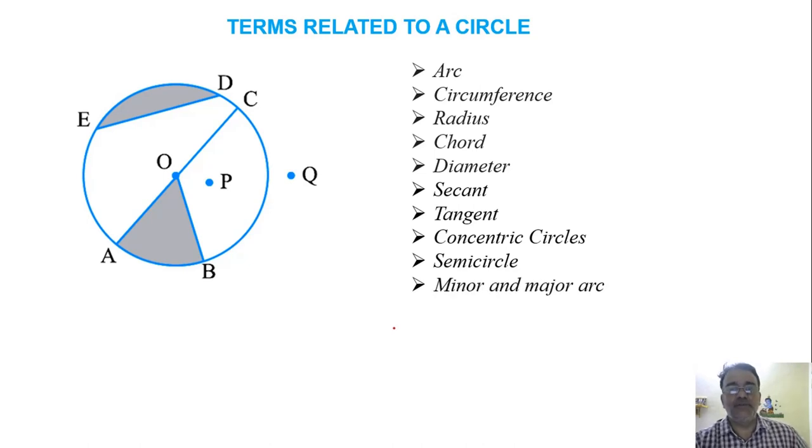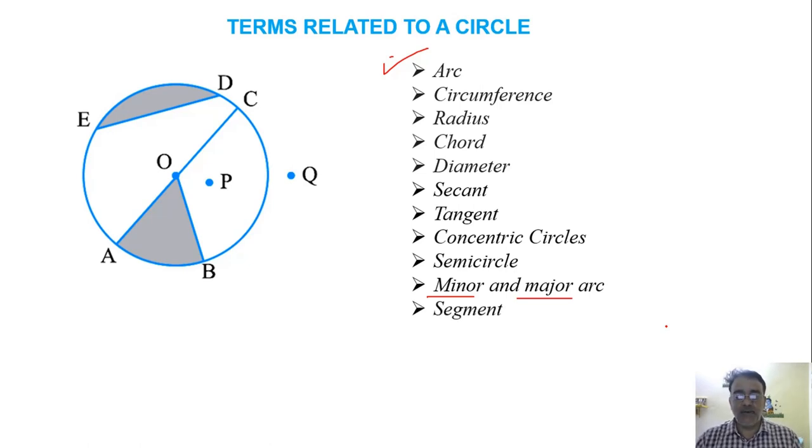Next is minor and major arc. We saw arc in the beginning. So what is a minor arc and a major arc? See, if the arc is less than the semicircular arc, then it is called a minor arc. If the arc is greater than the semicircular arc, then it is called a major arc. Is it clear? Yes, sir.